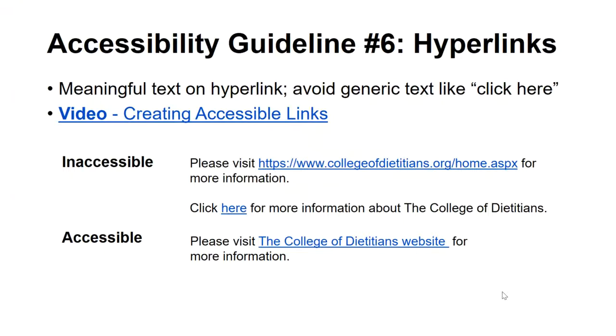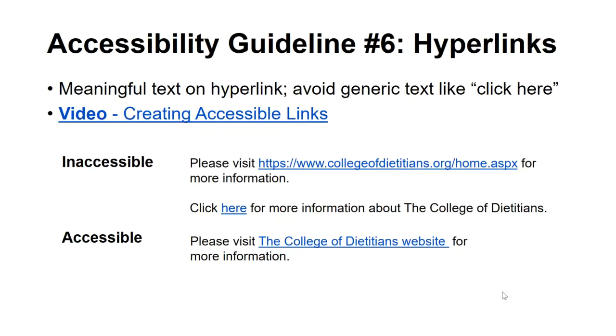So the next guideline I'd like to look at is how we present hyperlinks. We want meaningful text on hyperlinks. We want to avoid generic text like click here. And I have been guilty of this myself in the past, and there are many websites out there that you will visit that say click here, but it's not considered accessible.